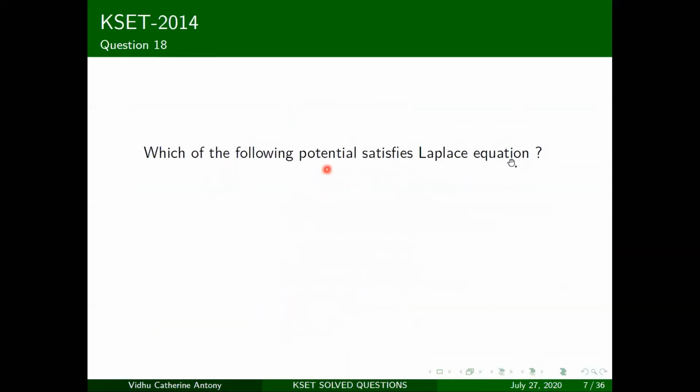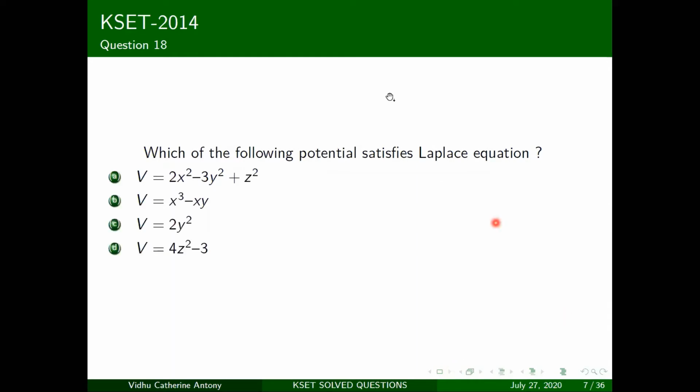Which of the following potentials satisfies the Laplace equation? Okay, so these are the potentials that are given to you. What is your Laplace equation? Basically, you can write this as del squared phi is equal to 0. Or you could write this as, say, v. Okay, del squared v is equal to 0. So what is v? V is basically 2x squared minus 3y squared plus z squared.